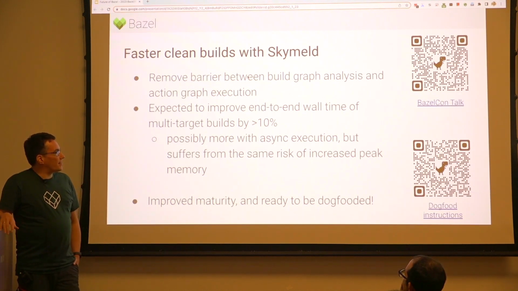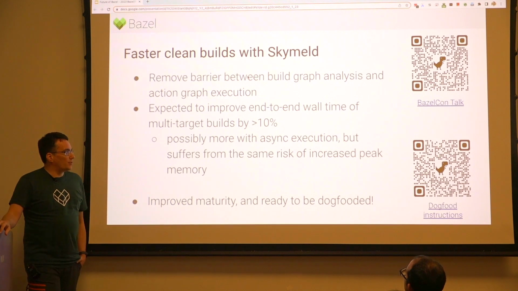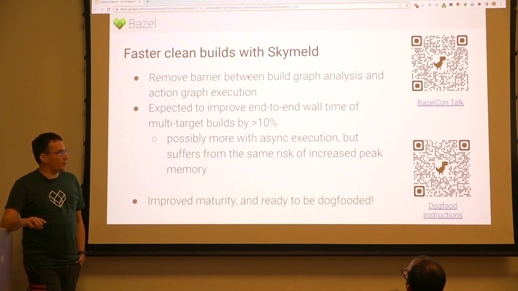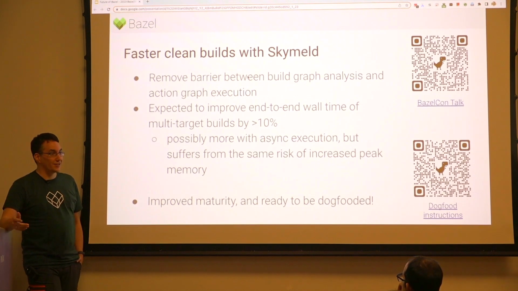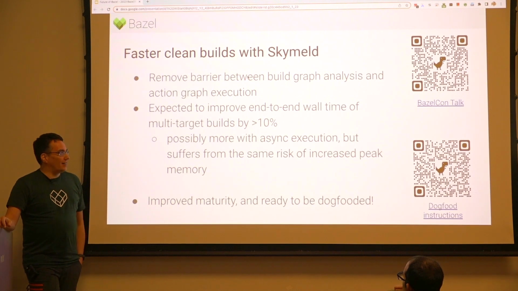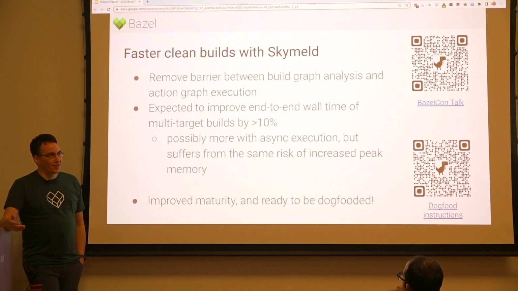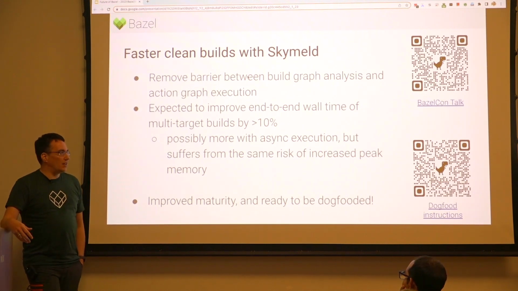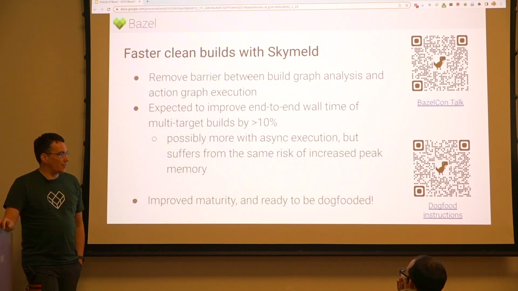What we have seen is that it improves performance by 10% or more. It depends, of course, on how many cores you have locally, so how many actions you can actually put in flight. And async execution helps a lot. So we have this one benchmark where we see a 40% improvement, which is great if it's fully remotely cached.